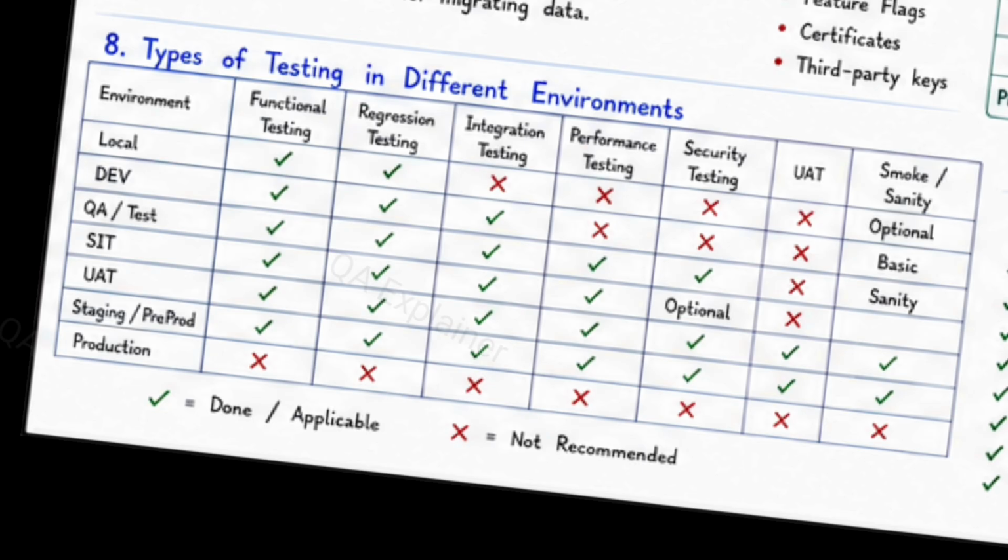UAT, we mostly check in UAT, staging, and pre-prod environments. Smoke testing, we check on local, dev, and QA environments, and in other environments as well: SIT, UAT, staging, and pre-prod. In the production environment we also check it, but it is not recommended at all.